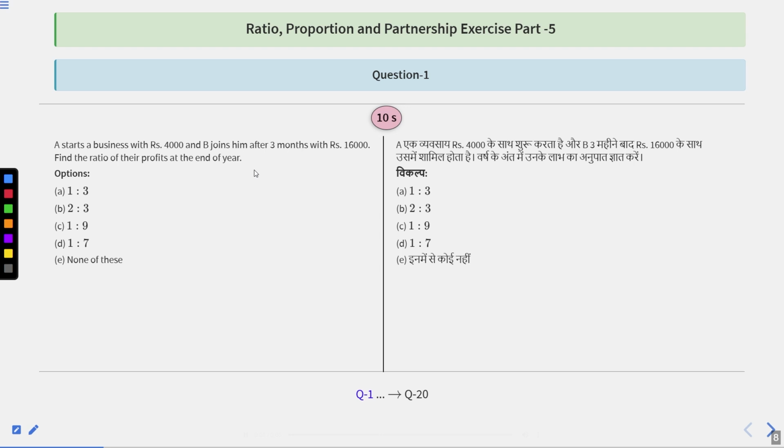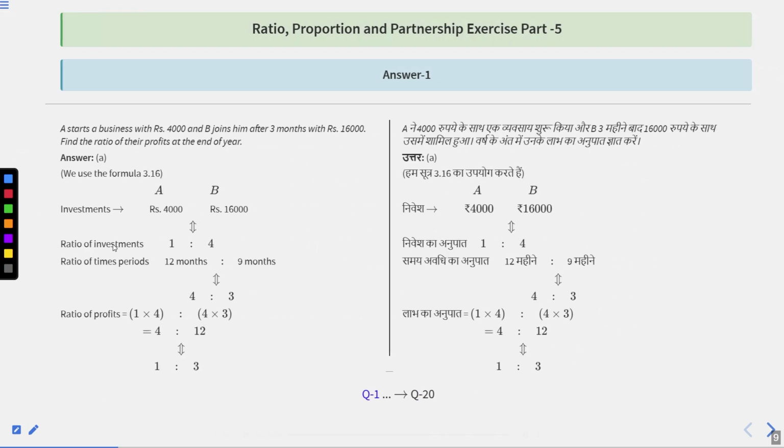Now the first question is, A starts a business with 4,000 rupees and B joins him after 3 months with 16,000 rupees. Find the ratio of their profit at the end of the year. You have 5 options and 10 seconds to analyze the question. Your time starts now. Now time's up. Let's see the solution.